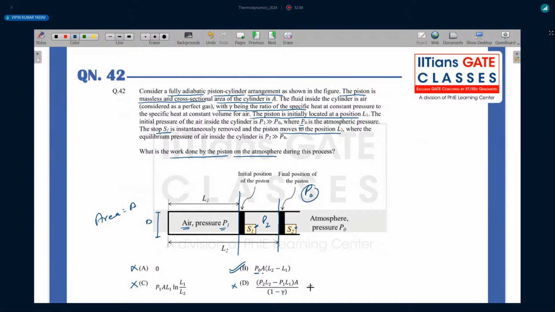It is basically the work done in an isentropic, reversible adiabatic process. If they ask for work done by the gas, then it will be the correct answer. But they're asking for work done by the piston. So option B is correct. The answer is B.